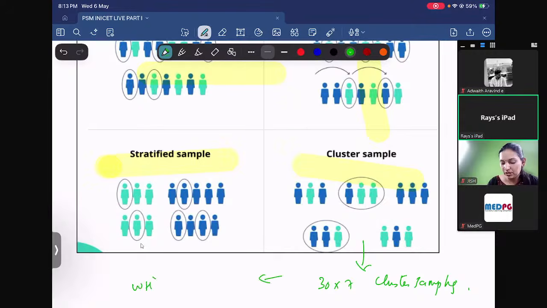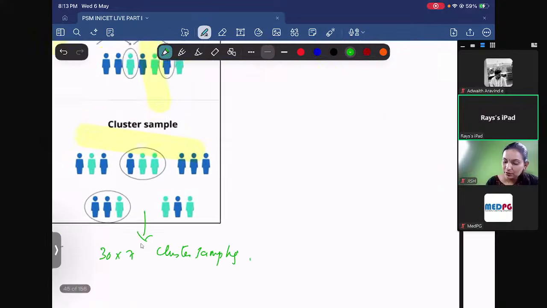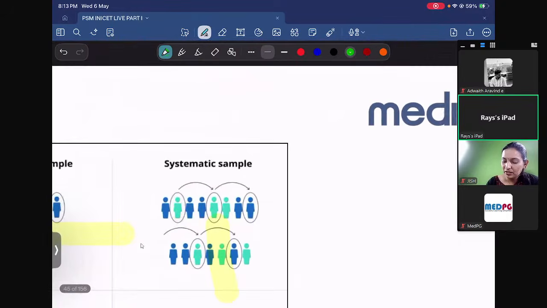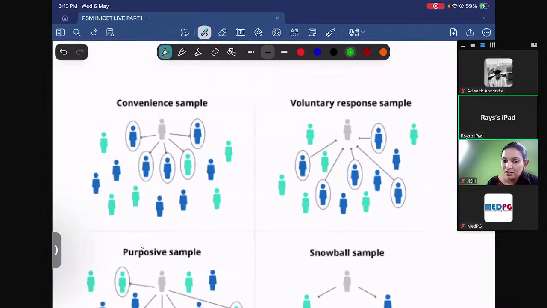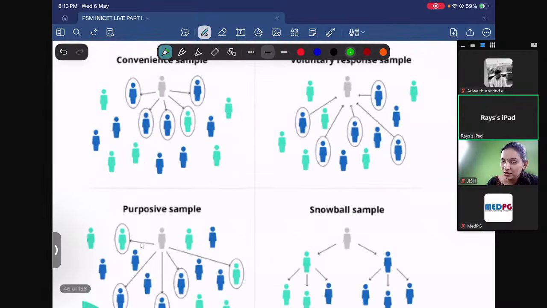WHO used to, it is not now. Now we have the LQAS method, but WHO has been advocating this 30:7, applying this method to find out the coverage of immunization among children aged 12 to 23 months. So the 30 to 7 cluster sampling is commonly asked as an example for where this is used: immunization coverage by WHO. Okay. Now, that was your probability sampling. Now, non-probability sampling, you have convenience sampling, voluntary response sampling, purposive sampling, and snowball sampling.